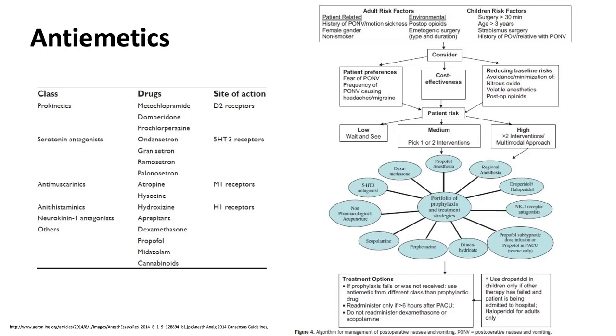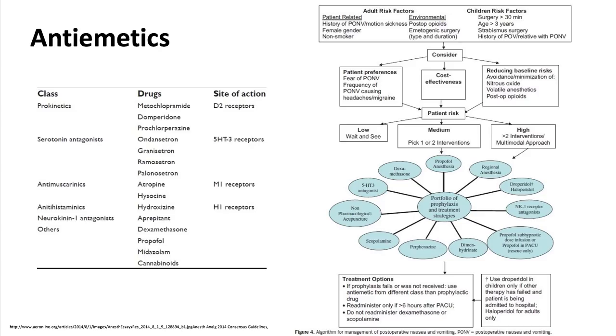Antimuscarinics, drugs like atropine and scopolamine, act at muscarinic receptors. We put scopolamine patches on patients for its antiemetic effects. We occasionally use drugs like Vistaril, antihistamines, because of their histamine receptor effects. There's some newer ones like aprepitant that is a neurokinin antagonist.